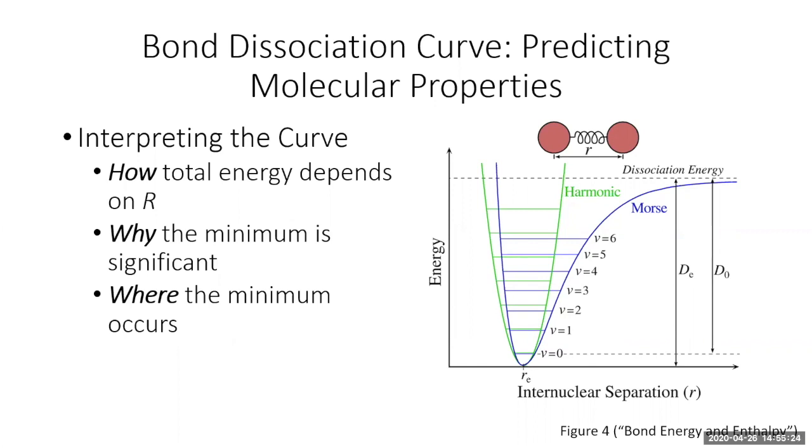Recall that even though our protons were assumed to be stationary for this derivation, in real life they're moving back and forth as if they were on a spring. So at this equilibrium internuclear distance, the repulsive force of the protons is overcome by the attractive force of the protons to the single electron. So knowing all that, let's examine the bond dissociation curve produced by this derivation.